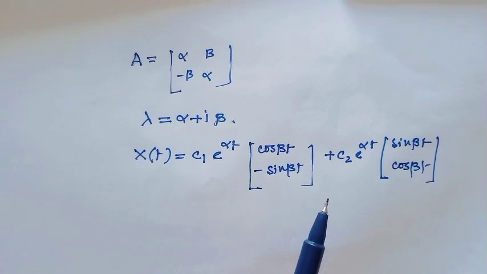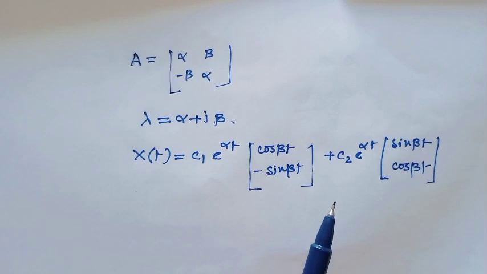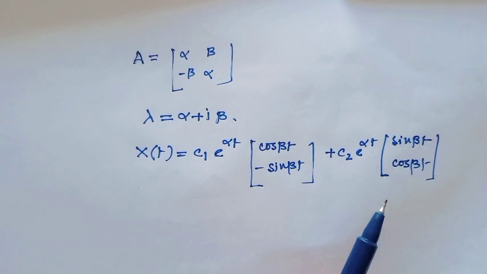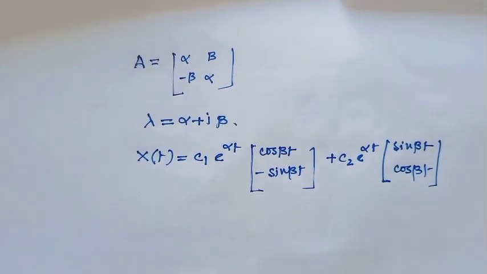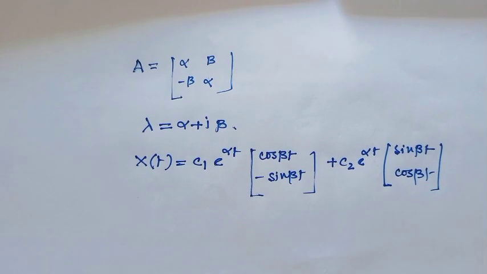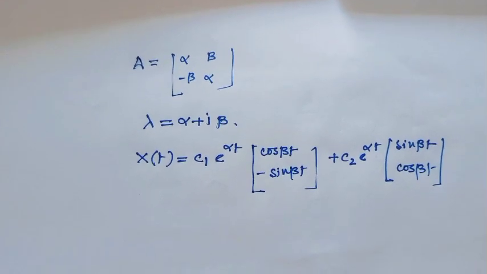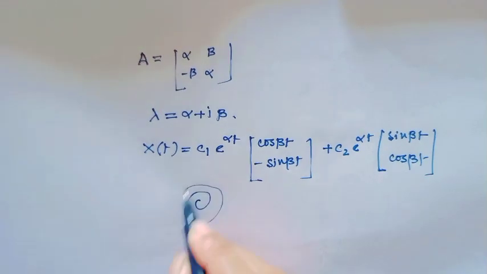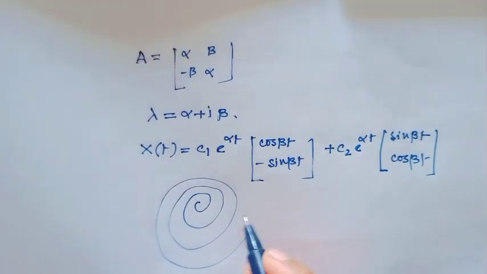This is the equation of a spiral, but how does this spiral look? Does it go to the origin or away from the origin? This depends on the value of alpha. This is the spiral.